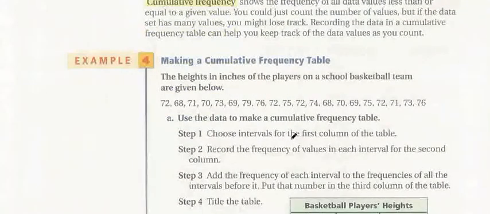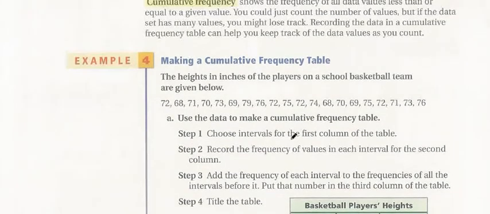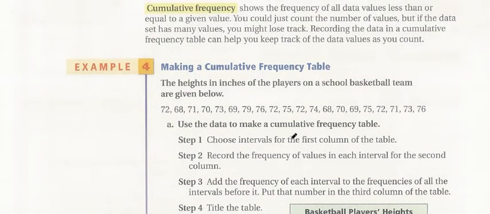After frequency, we have the next type, which we call the cumulative frequency table. So what is the meaning of a cumulative frequency table? A cumulative frequency shows the frequency of all data values less than or equal to a given value. You could just count the number of values, but if the data set has many values, you might lose track. So we need to concentrate. The data in a cumulative frequency table can help you keep track of the data values as you count.